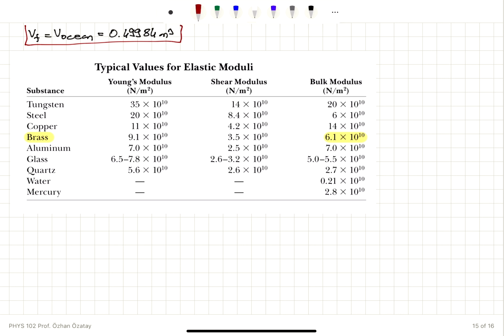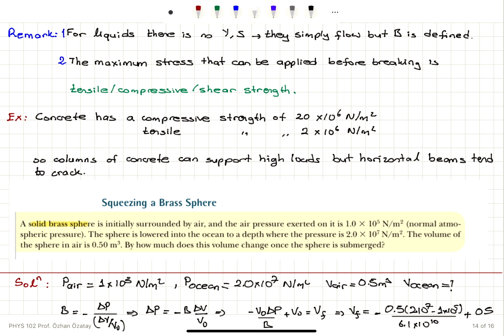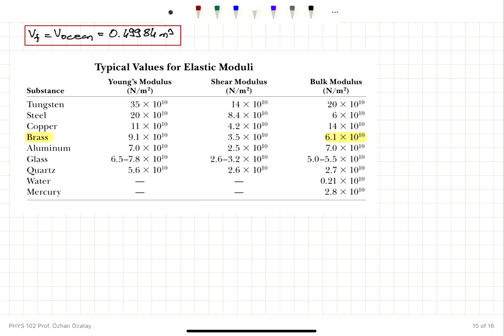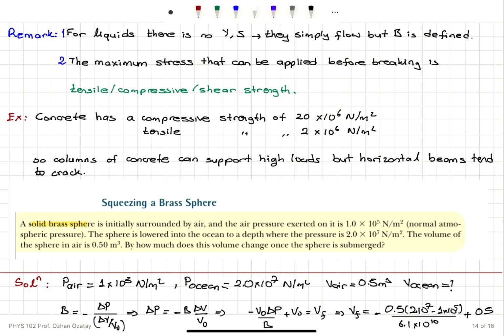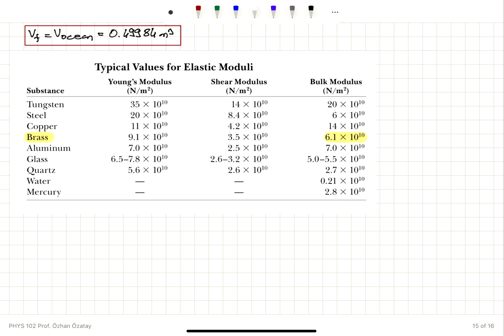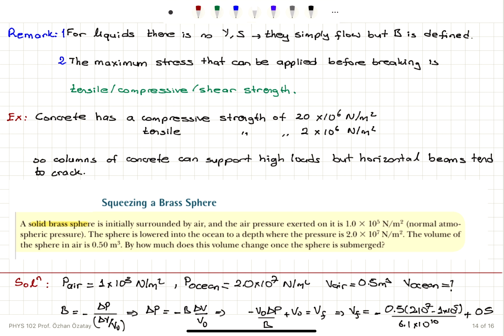So what have we done on this brass? We have increased the pressure on the brass sphere, and we know the bulk modulus of brass. We can read it from this table, and using the definition of bulk modulus, minus delta P over delta V over V0, we can obtain the final volume in the ocean. Now, does it make sense? We increase the pressure, the volume decreases, so it's compressed from all sides, and so the volume decreases by a certain amount. So it seems to make sense.